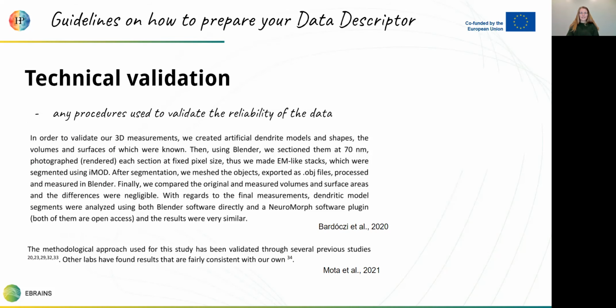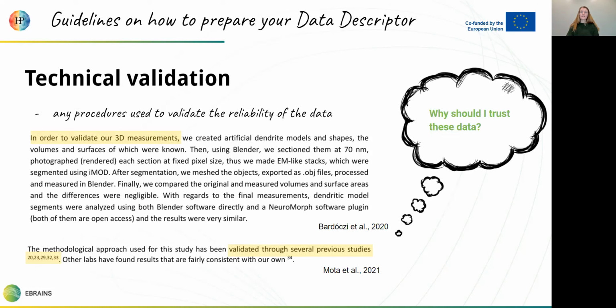In the technical validation section, we ask researchers to provide any procedures that were used to validate the reliability of the data. It could point out control experiments that have been performed, or refer to standardized protocols or previous studies. So this section answers questions such as why the users should trust these data, or what did the authors do to test the validity of their results.